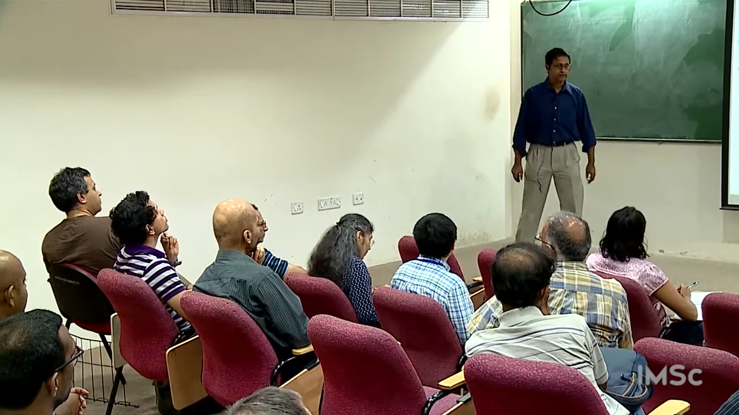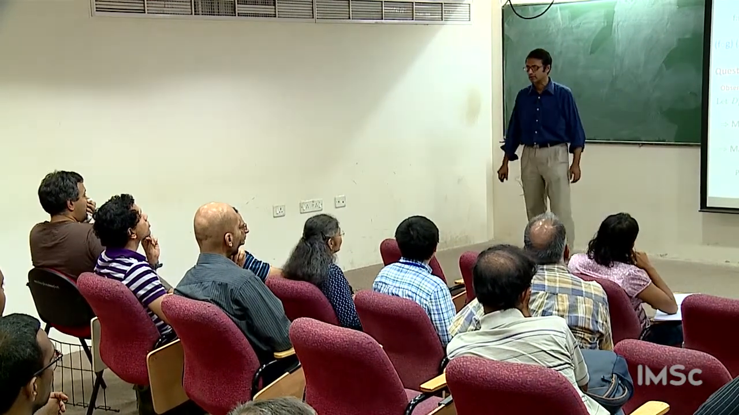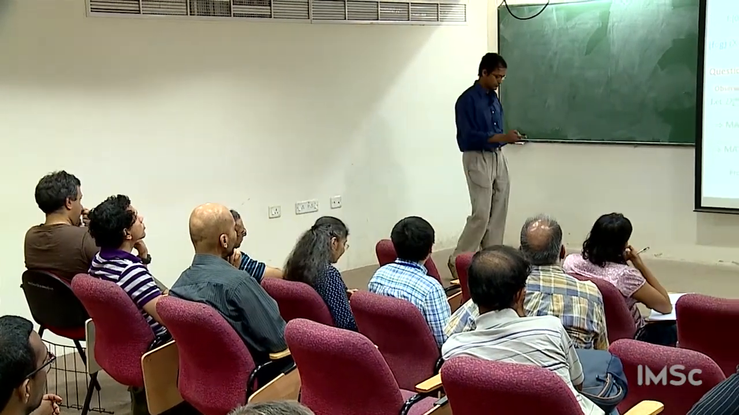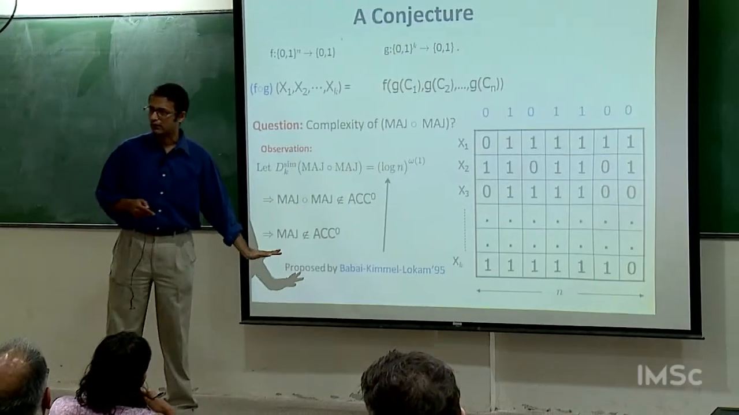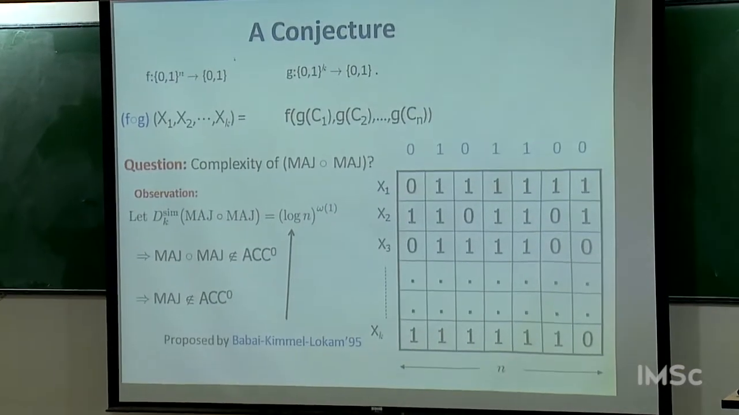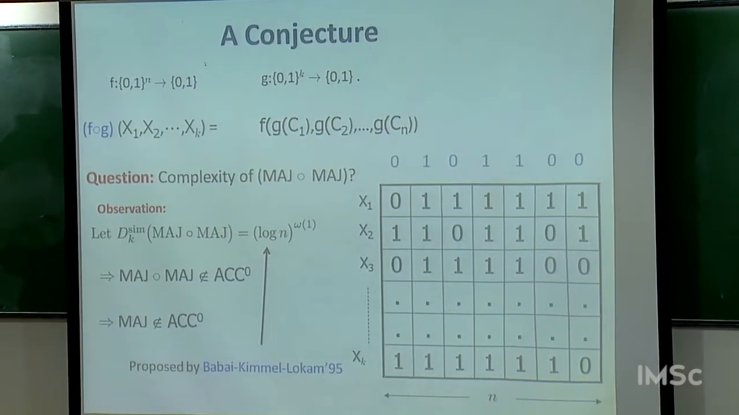That was the conjecture. In fact, they had conjectured n to the omega 1. The original conjecture was that. In fact, they themselves proved this to be wrong in a subsequent paper.